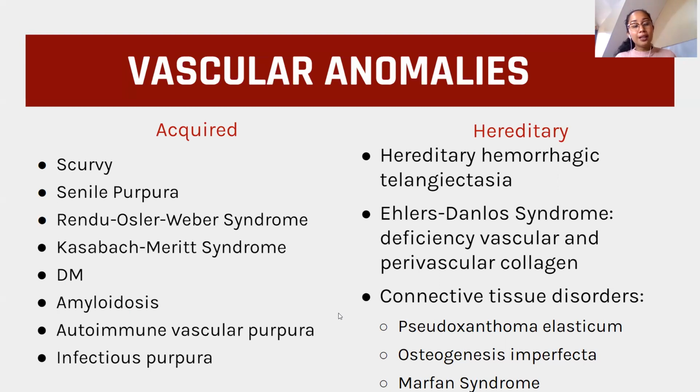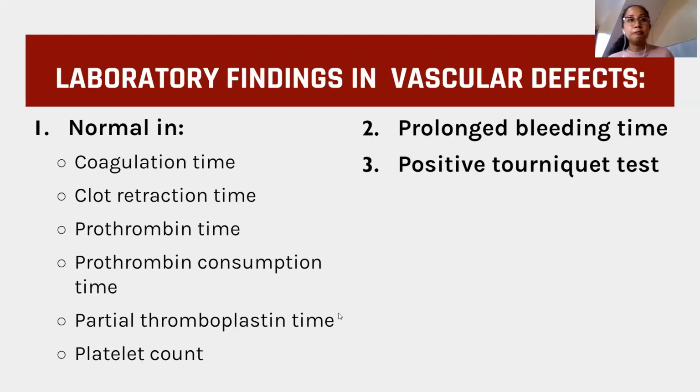Anong opposite ng senile? Juvenile. Mga bata naman, juvenile. Okay, so, what else? Hereditary. So, hereditary telangiectasia, Ehlers-Danlos, deficiency in vascular and perivascular collagen. So, yeah. So, let's go over it.